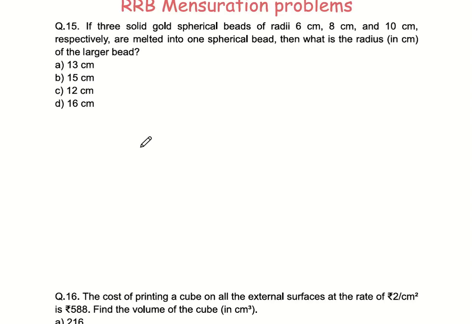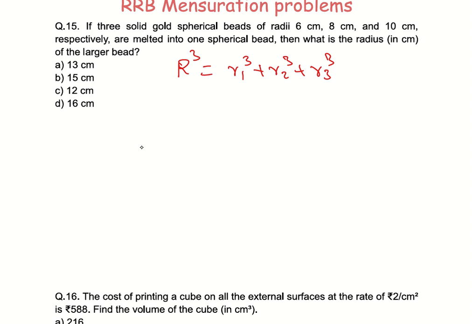If three solid gold spherical beads of radius 6 centimeters, 8 centimeters and 10 centimeters respectively are melted into one spherical bead, then what is the radius of the larger bead? So here the volumes are same. For these types of questions, what we find is capital R, and the remaining we can take as smaller r1 cube plus r2 cube plus r3 cube. Very easily we can find it.